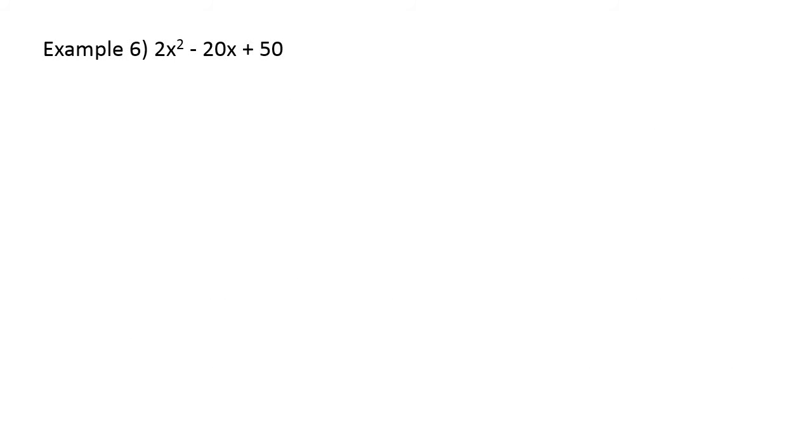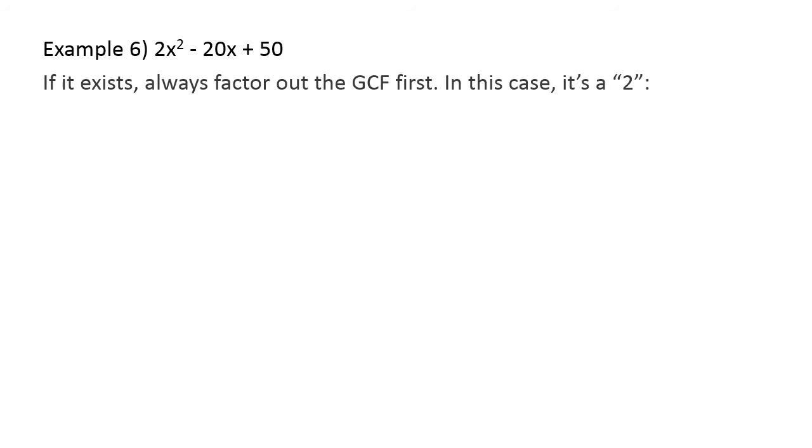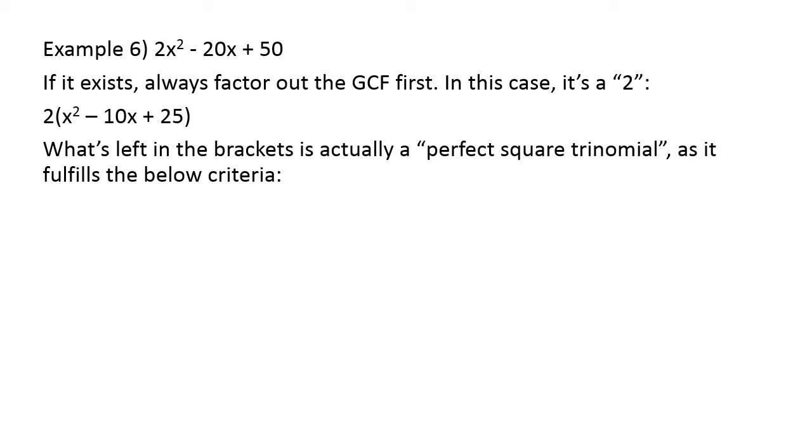Example 6, 2x squared minus 20x plus 50. If it exists, as always, factor out the GCF first. In this case, it is a 2. So let's factor that out. What's left in the brackets is actually another perfect square trinomial as it fulfills the below criteria.